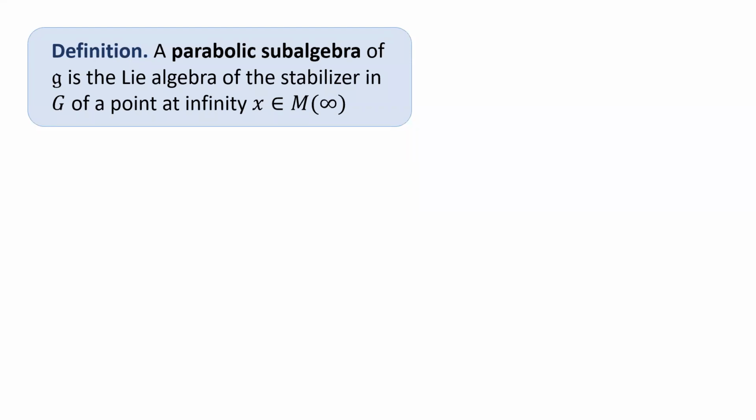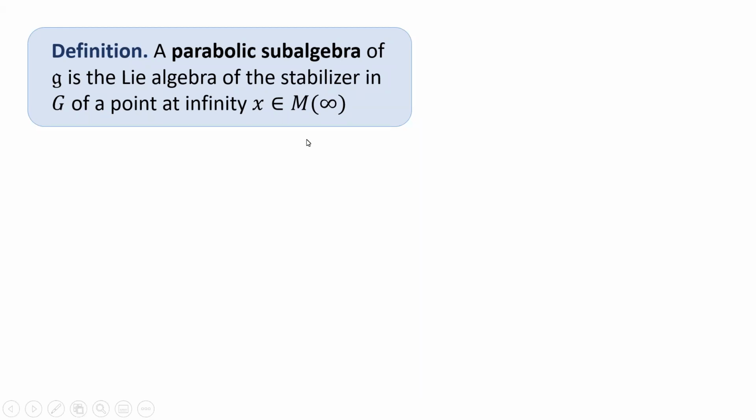We can compactify this space by considering equivalence classes of non-divergent geodesics in this space. These equivalence classes give rise to the ideal boundary, which here is represented by M infinity. Topologically, this is a sphere. We can extend the action of G to this ideal boundary, and we can talk about stabilizers. So this is the geometric definition, but I'm not interested in that.